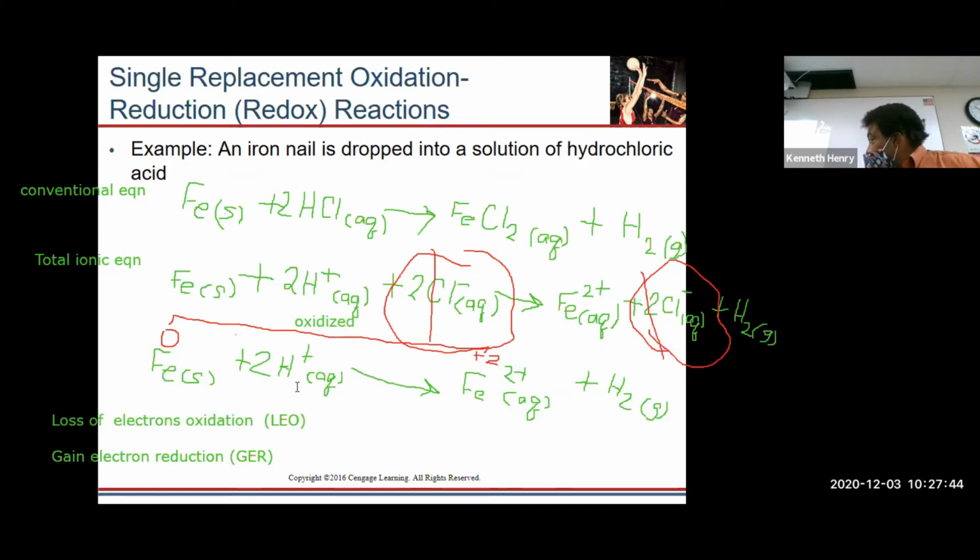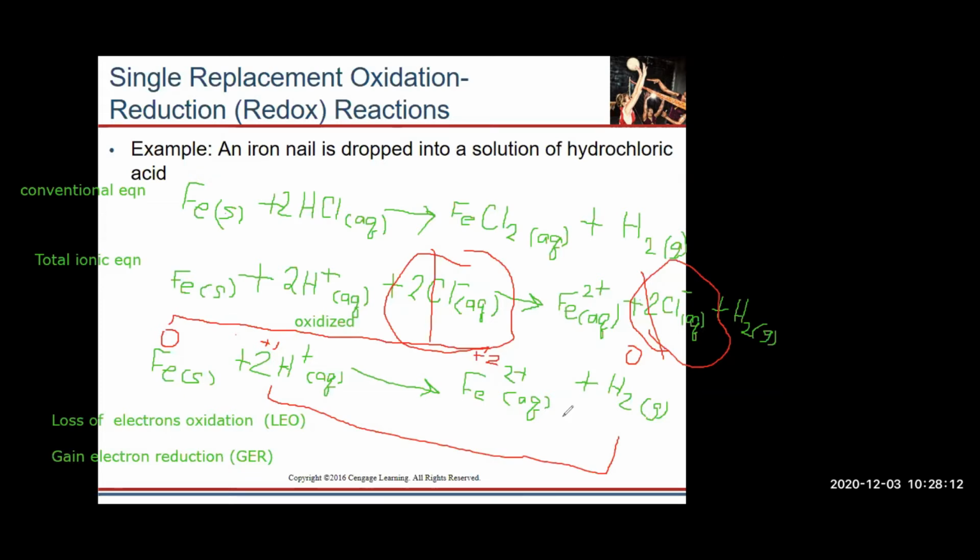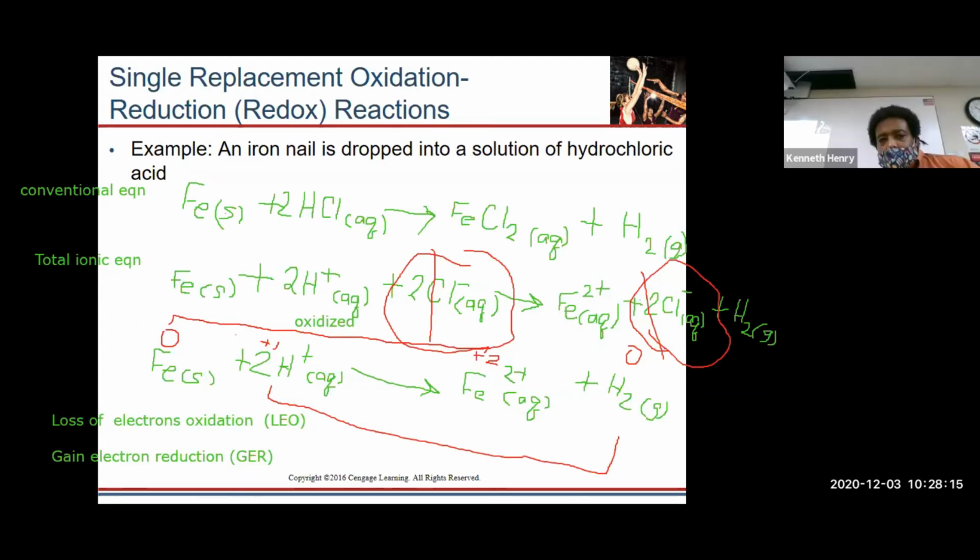Okay. So by default, hydrogen is going from a +1 to a 0 because this is the element. So +1 to 0, are we gaining electrons or are we losing electrons? Gaining. Okay, so it's reduction, right? So it's being reduced.